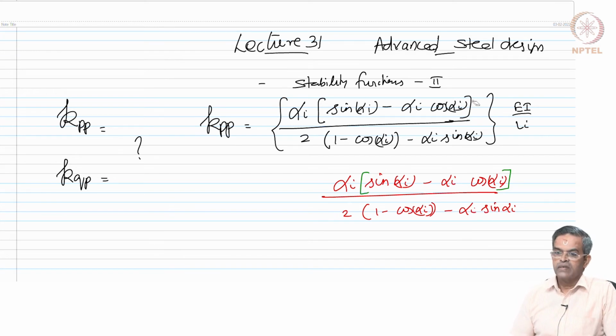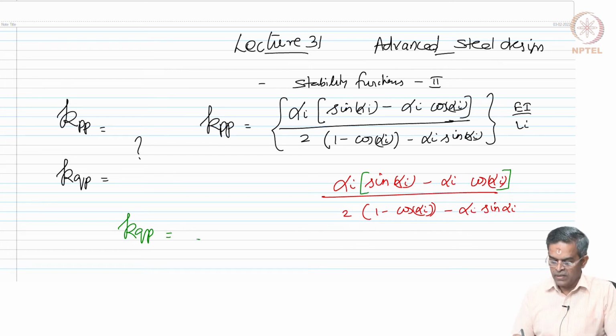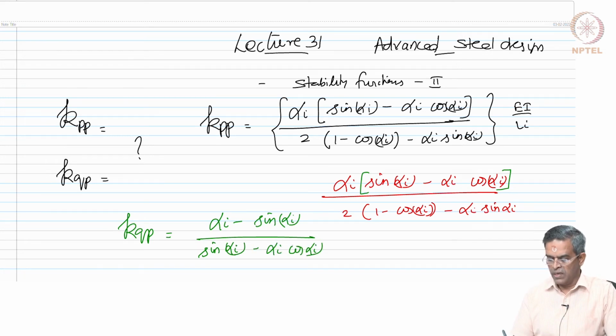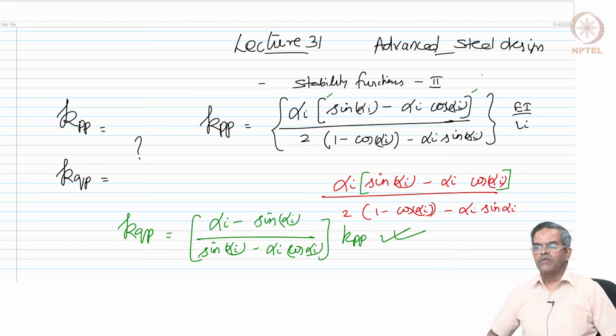Of course, for KQP there is no change. This is alpha I minus sin alpha I by sin alpha I minus alpha I cos alpha I, times KPP. There is no change in this. The error was that I missed out this particular bracket when I did the derivation. You could have observed it, but however, it does not matter.